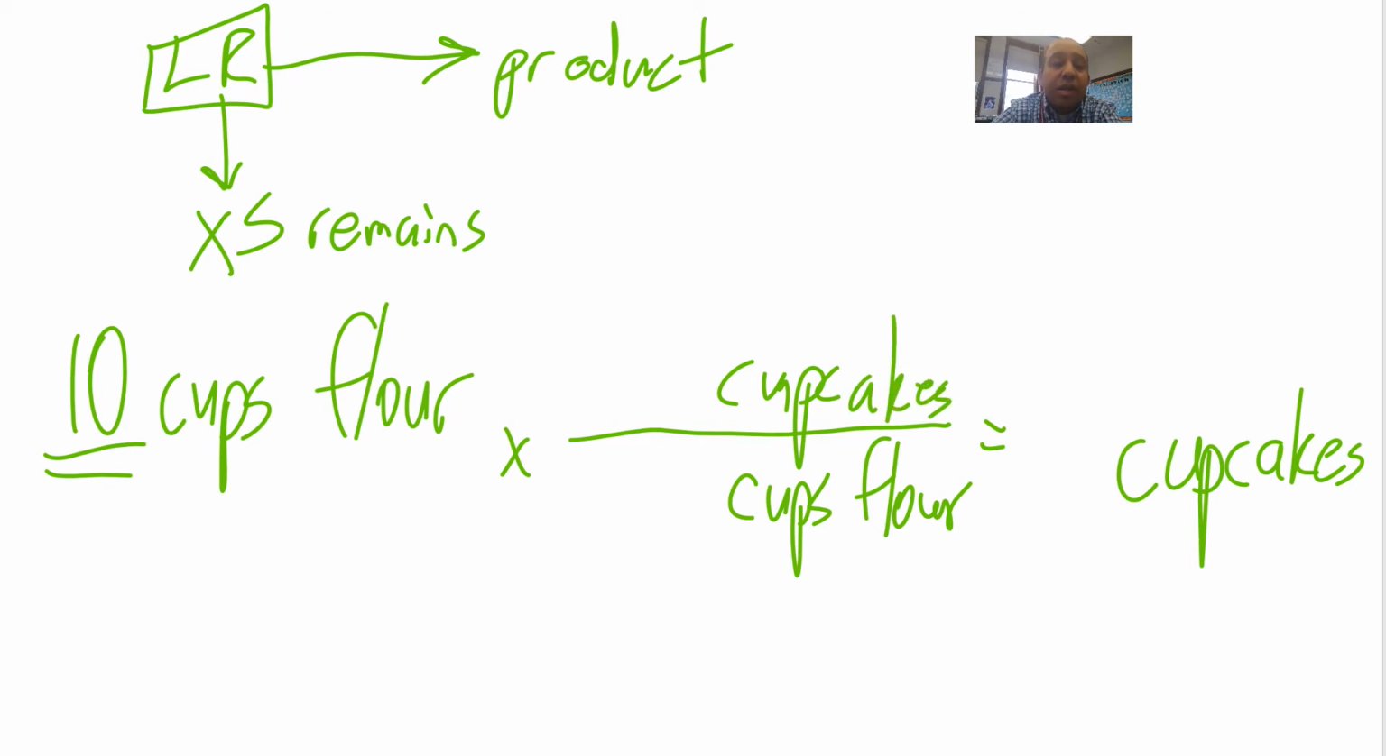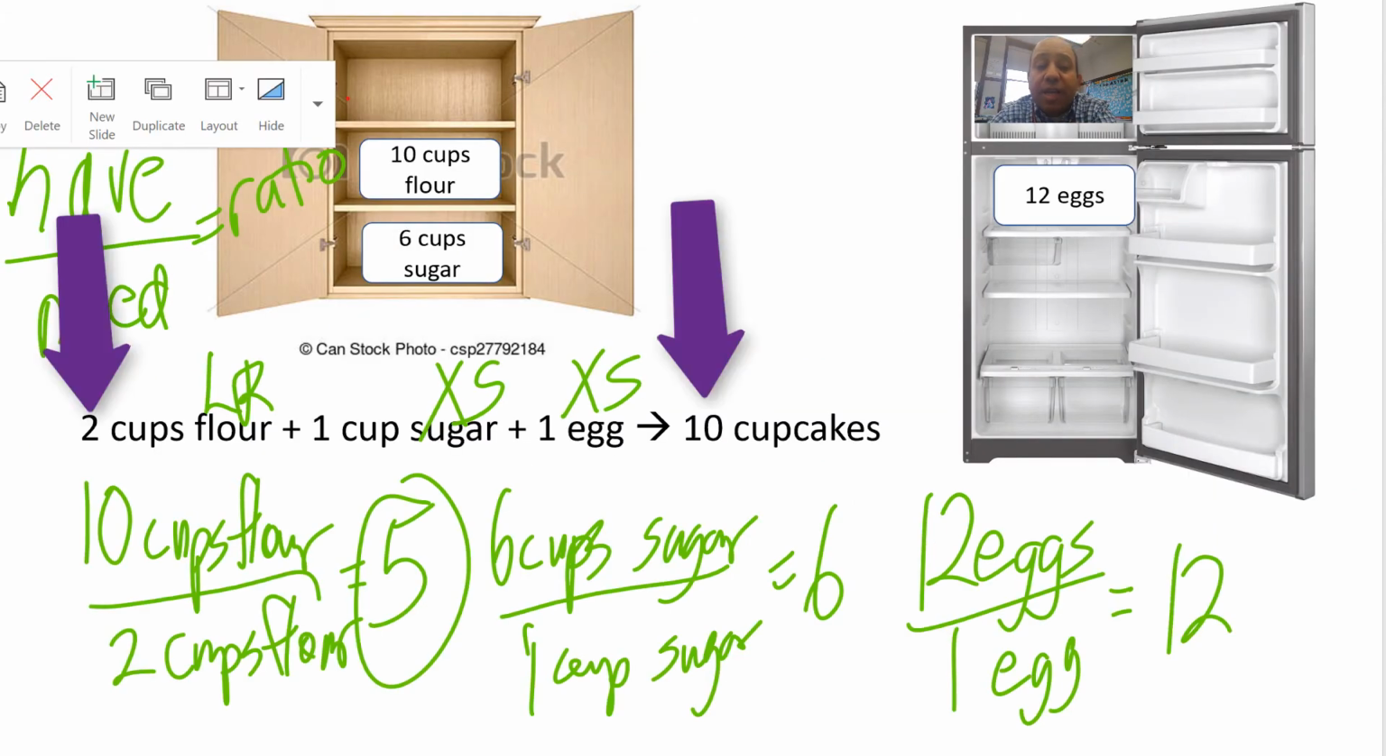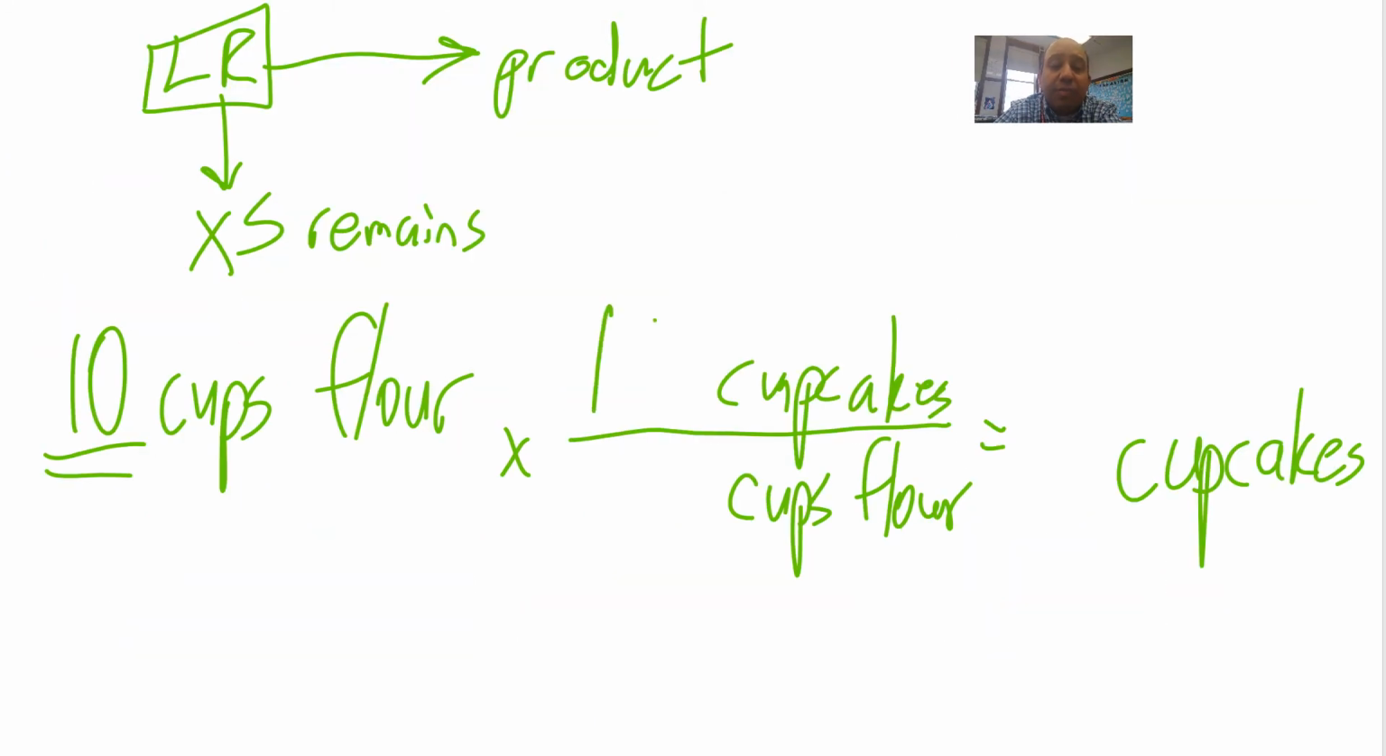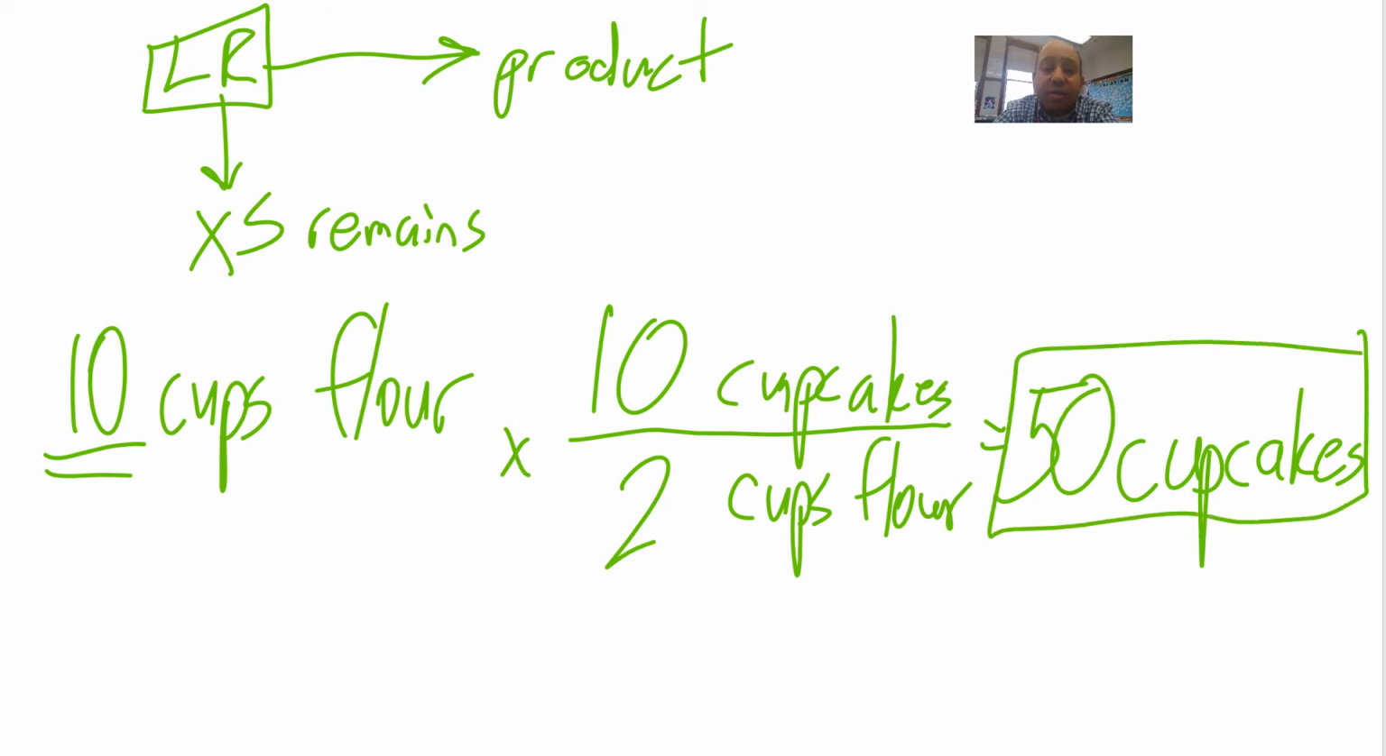And if you notice from the chemical reaction, there are 10 cupcakes and 2 cups of flour in the chemical reaction. So we put 10 up there on the top and 2 on the bottom next to the cups of flour. So it's 10 times 10 divided by 2, and that's 50 cupcakes. So you can make 50 cupcakes based on the 10 cups of flour, the limiting reactant that you have. So you can figure out the amount of products that you make.